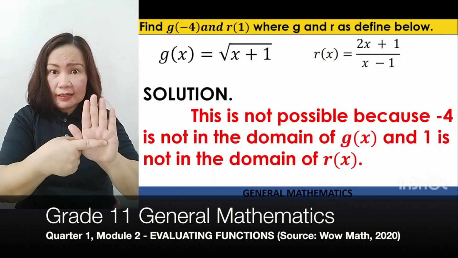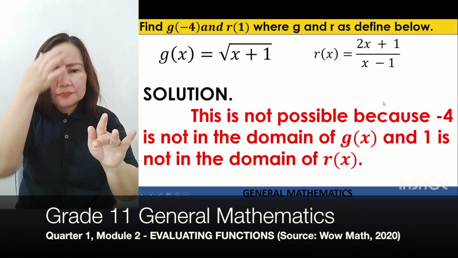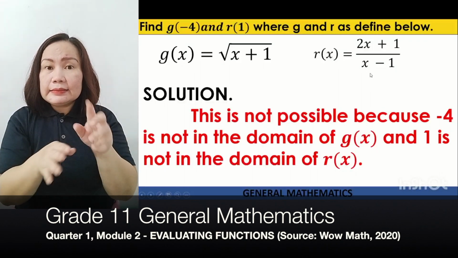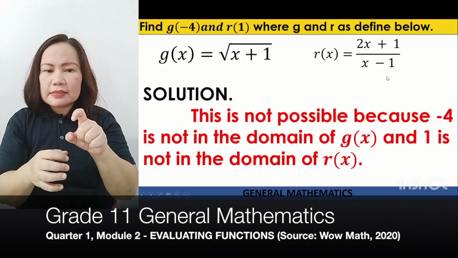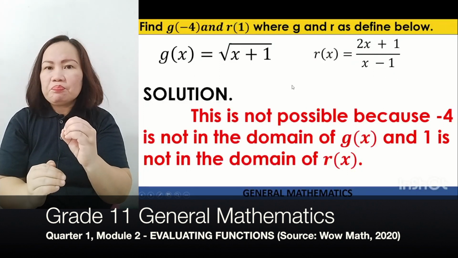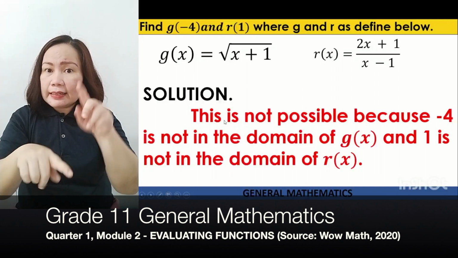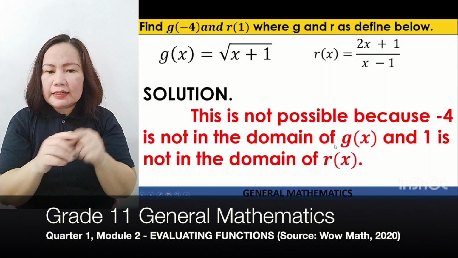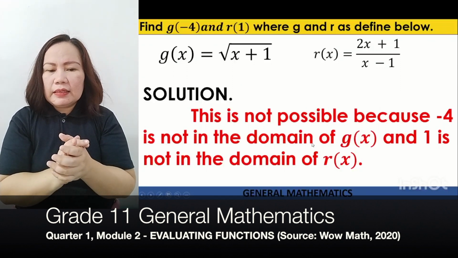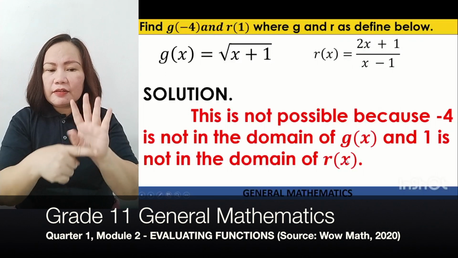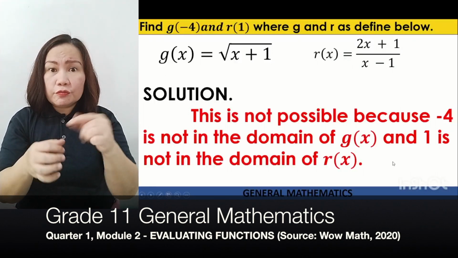Okay? Dito naman, kapag sinubstitute natin yung 1 sa r of x dito sa x niya, so magiging 0 yung denominator natin. Magiging undefined naman yung sagot nyo. So the answer is, this is not possible because negative 4 is not in the domain of g of x and 1 is not in the domain of r of x. Okay, so hindi sila pwedeng ma-evaluate.